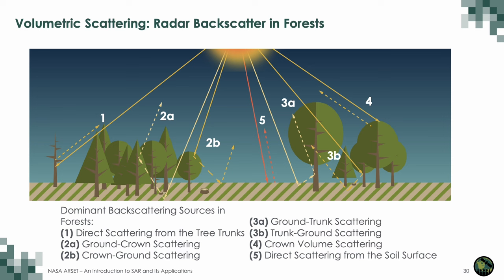This figure illustrates all of the possible scattering mechanisms within a forest. You've got direct scattering from the tree trunks, ground crown scattering, crown-ground scattering, ground-trunk scattering, trunk-ground scattering, crown-volume scattering, and then direct scattering from the soil surface.